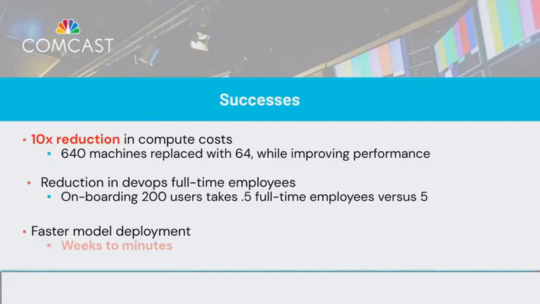Delta Lake also enabled the data team to use data at any point within the data pipeline created by data engineers, which allowed them to act more quickly when it came to building and training models, which made it faster to deploy those models. So deployment times for models went from weeks to minutes.